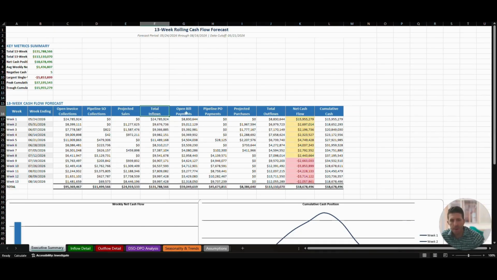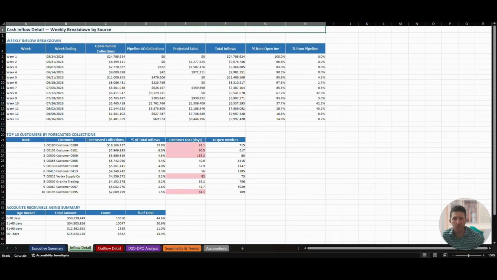Then I've got my open bill payments, which is the same story, but the opposite of the open invoices. But on the vendor side, my DPO per vendor, right, to get to my pipeline of PO payments, projected purchases, and total outflows. So ultimately, I understand where my cash starts and where my cash ends. Easily, we can add other things like CapEx, debt service, or wherever else you need to add to this analysis.